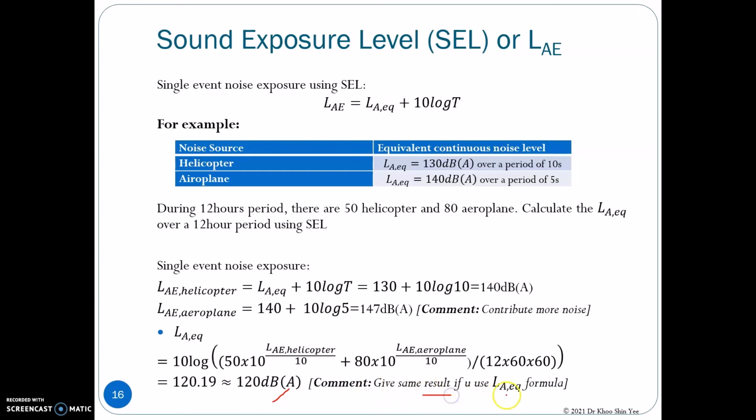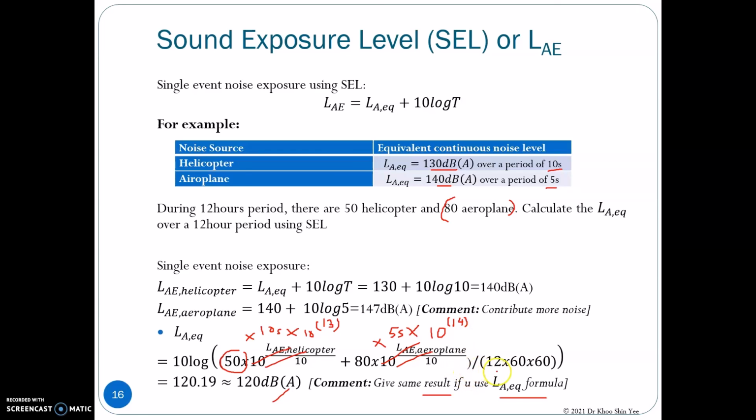You should obtain the same answer if you use the previous LAEQ formula. So let's try to use the previous method. So you have 50 helicopter and you need to multiply with 10 seconds and multiply with the corresponding noise level, which is equal to 10 to the power of 130 divided by 10, then you obtain 13 for the power. And you continue to add with 80, which is the number of times for the aeroplane, multiply with the period 5 seconds and multiply with the corresponding noise level, which is equal to 10 to the power of 140 divided by 10. So in simple, we write 14.